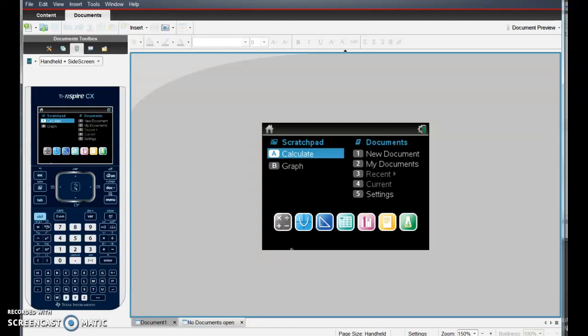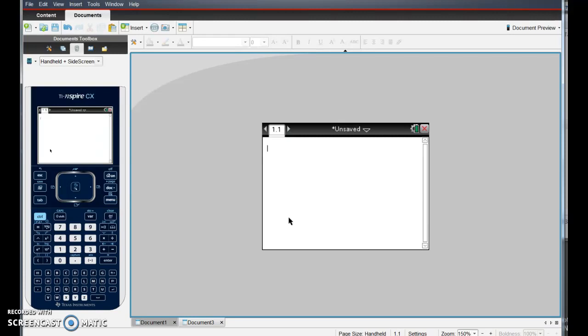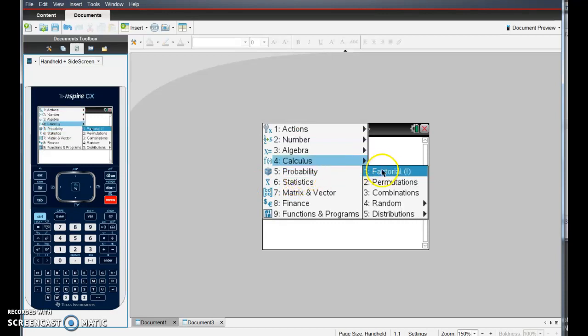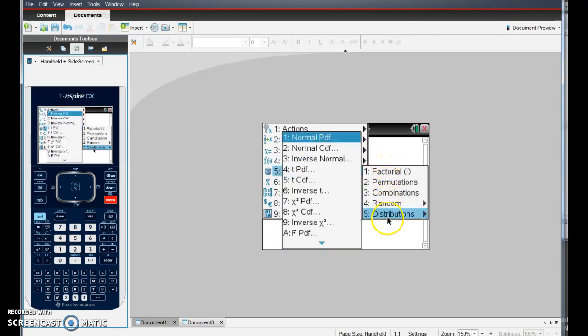Here are the steps for a binomial distribution using an Nspire. All you need to do is be in a calculate screen, so go ahead and press the calculate screen. Now under menu, we want to go to probability, and it is a distribution. So go down to distribution.